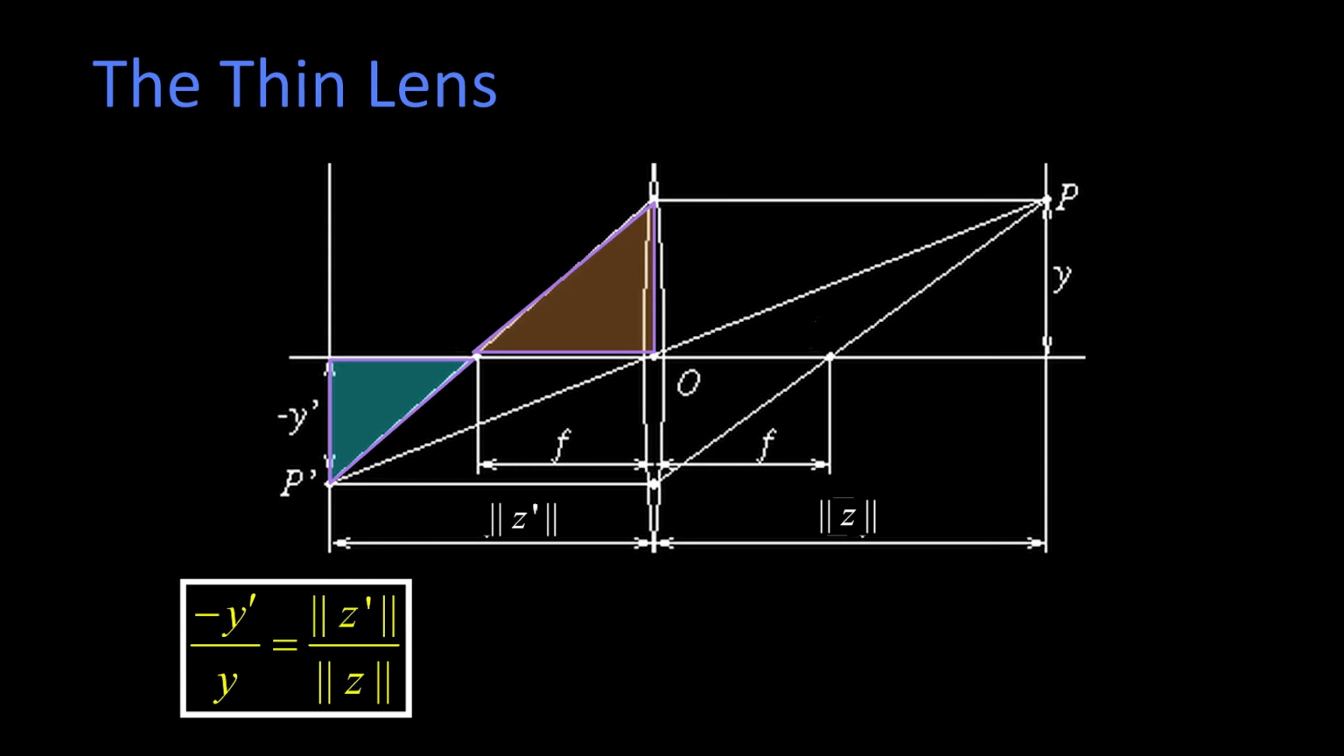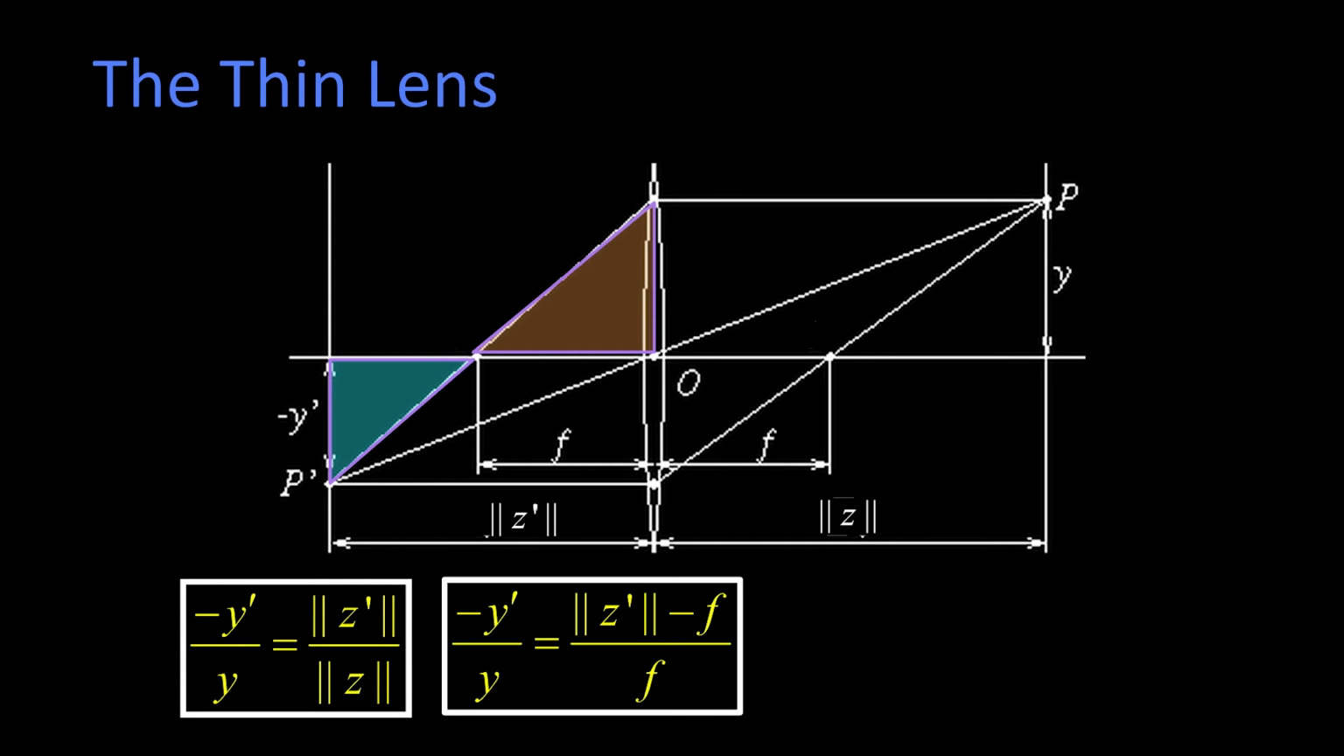Our next similar triangle is here. And this one's a little bit trickier. Again, the ratio between y prime and y is the same as the ratio between z prime minus f, so that's this amount, and f. So the size of y prime is to y as z prime minus f is to f. So that gives us a second set of similar triangles.